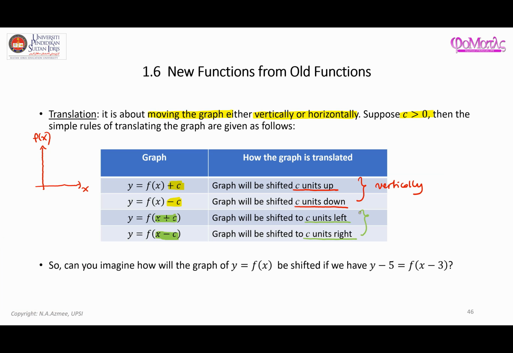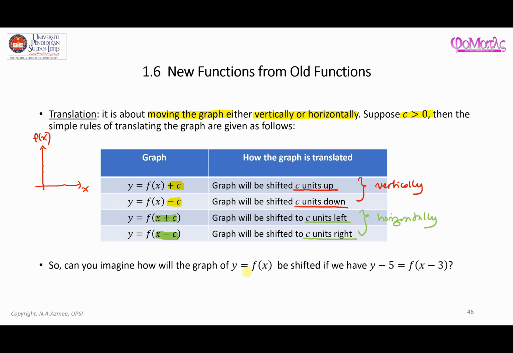So in this part, you are moving the graph horizontally because you are making the changes directly to x here. So x plus c, x minus c. The changes are in x. For this one, the changes are with regards to f(x), which is y. So f(x) is the vertical axis, so you expect the movement to be a vertical movement, either up or down.